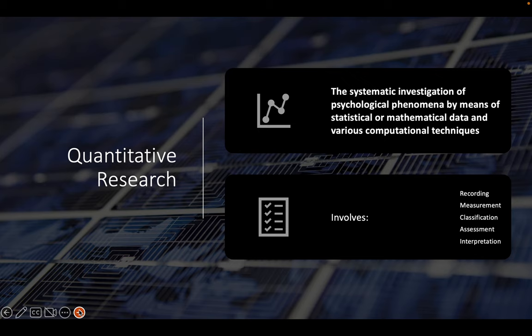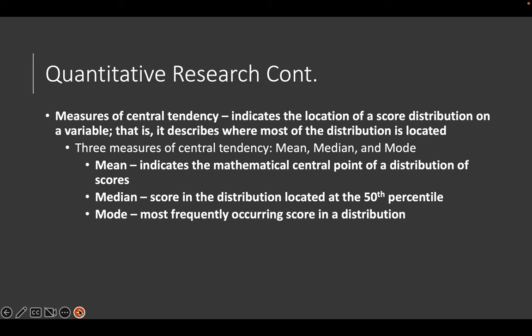So this involves recording, measuring, classification, assessment, and interpretation. And this is going to be the type of research that we would use if we are interested in establishing any types of similarities, differences, or other statistical relationships that occur between two variables or even among several variables. With quantitative research, we usually use the measures of central tendency, and the measures of central tendency tend to indicate the locations of score distributions on a variable, meaning it's going to describe where most of our distribution is located.